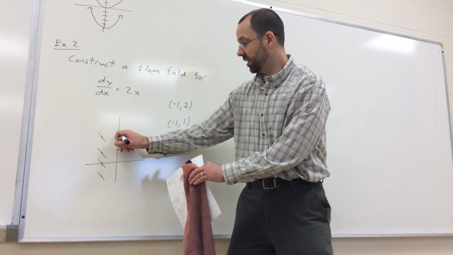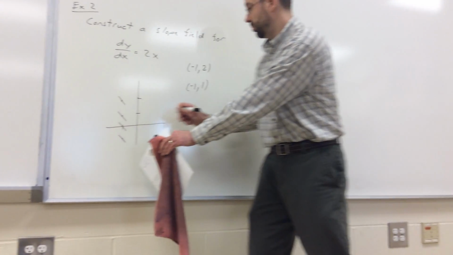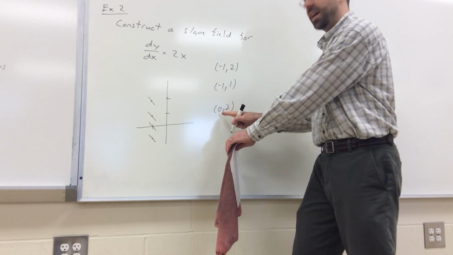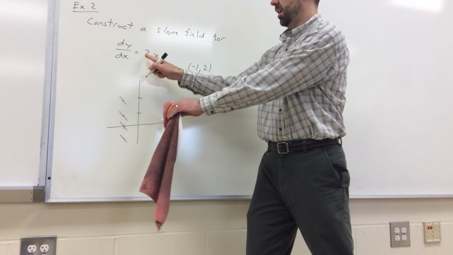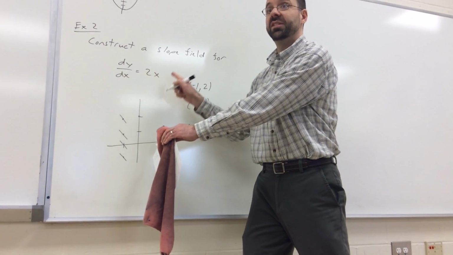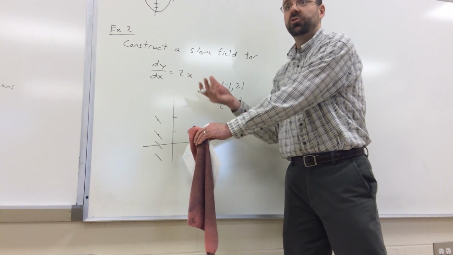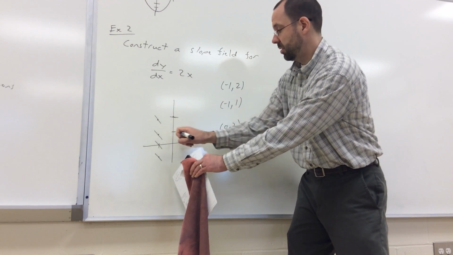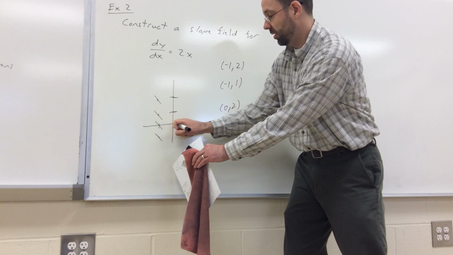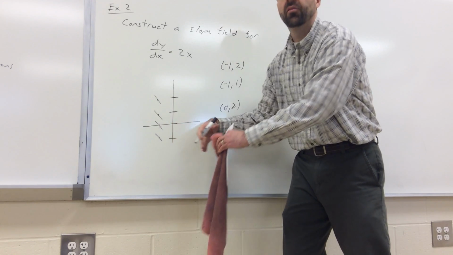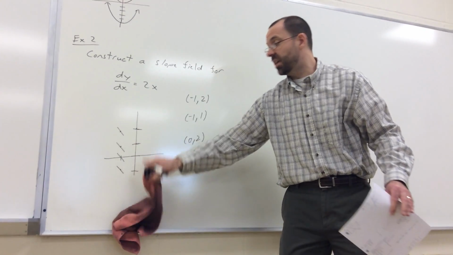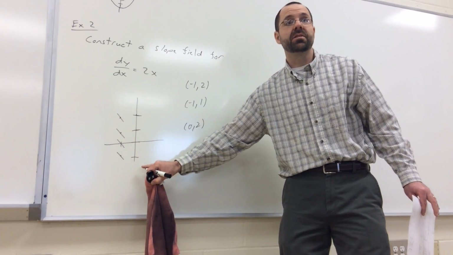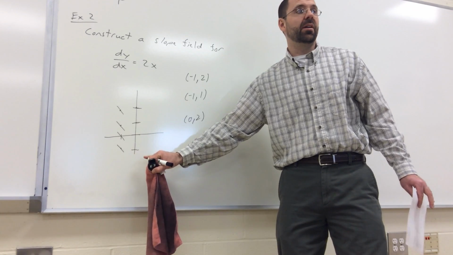Now we're going to move to this dot at 0, 2. Now this time the x is 0. And 2 times 0 is 0, so the slope should be 0 there. So now we're going to draw a little tick mark that has a slope of 0. Same thing here, same thing here, right? For all of these points, the x is 0, so that's why I drew little flat lines, because the slope is 0 there.